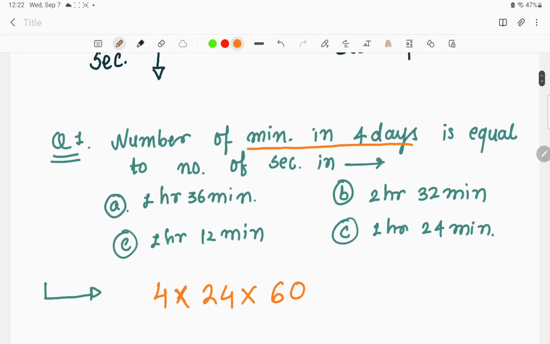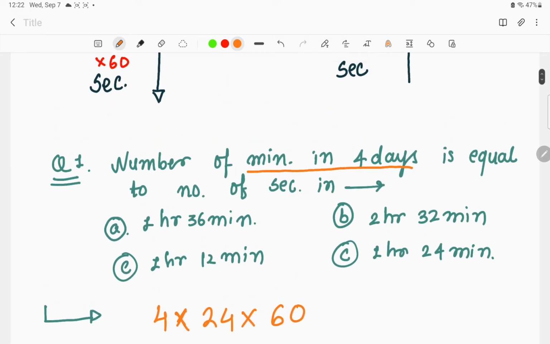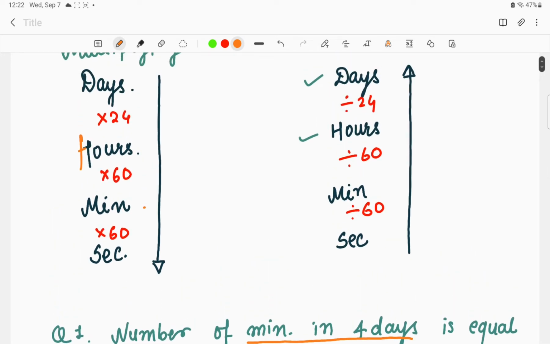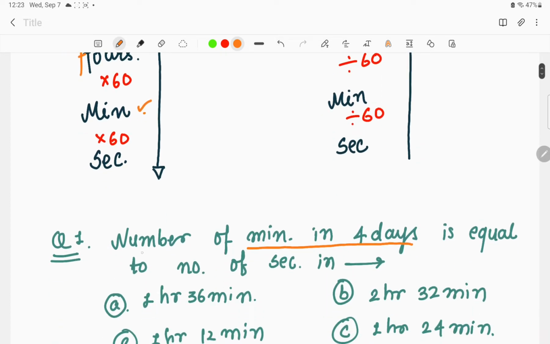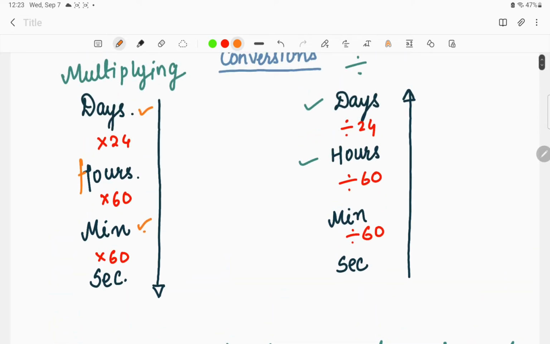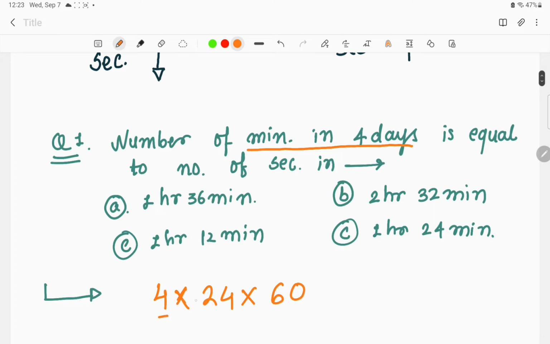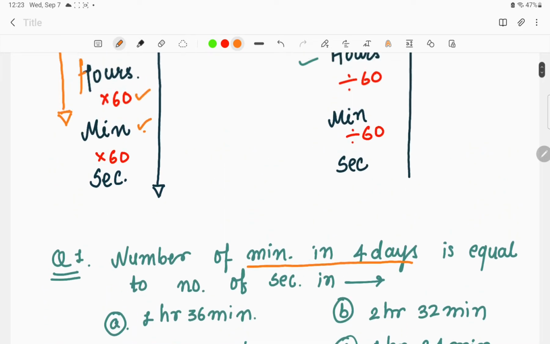So look at this diagram to see the process that we have followed. In this we are converting the days into minutes. The very first line in the question is the number of minutes in 4 days. So we are moving from days to minutes, right? What we have to do is multiply by 24 once, and multiply by 60 once. So 4 multiplied by 24 into 60. This is what we have to carry out. This is the first thing.